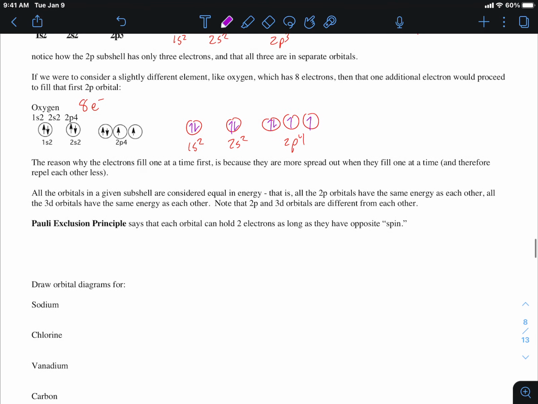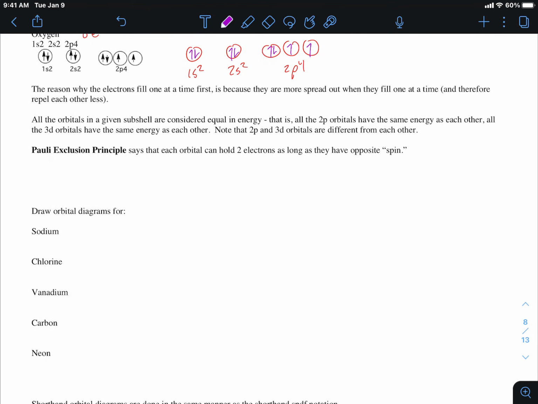Okay, so let's try a couple. Sodium, 11 electrons. So sodium is 1s2, 2s2, 2p6. Notice I'm spacing them out because I'm anticipating having to draw orbitals here. 3s2, 3p6. Oh, actually, we don't need that much. Scratch that. Okay, 11 electrons.